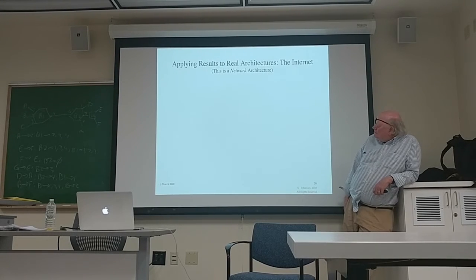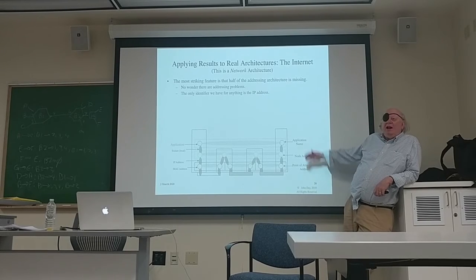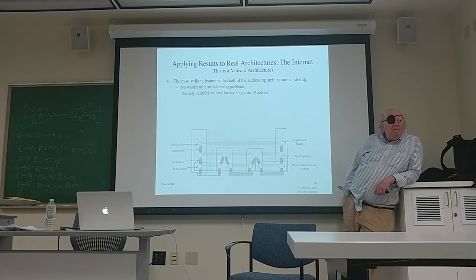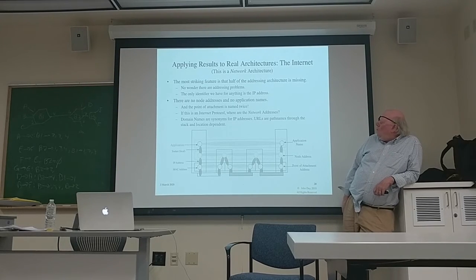Now, let's apply this. Here's the internet. The most striking feature of this is that half the addresses we need aren't there. IP addresses are point of attachment addresses. We have no node addresses and we have no application names. Domain names are synonyms for IP addresses. URLs are a path name through the stack and are location dependent.